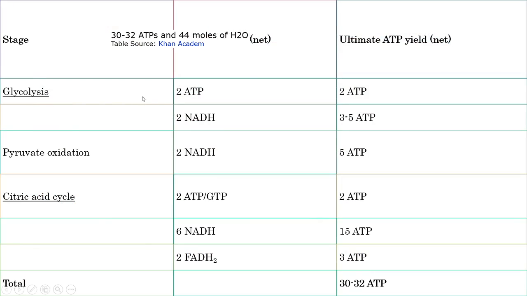Finally, I will talk about the total ATP. From glycolysis you directly get 2 ATP and 2 NADH. One NADH makes 2.5 moles of ATP, so 2 NADH make 5 moles of ATP in eukaryotic cells. In pyruvate oxidation you get 2 NADH, which makes 5 ATP again. The citric acid cycle directly makes 2 ATP, 6 NADH and 2 FADH2. 6 NADH means 15 ATP, and 2 FADH2 means 3 moles of ATP. So in total you get 30 to 32 ATP.